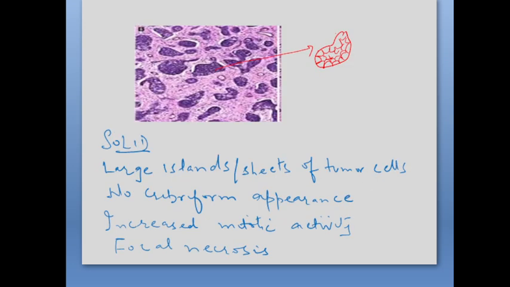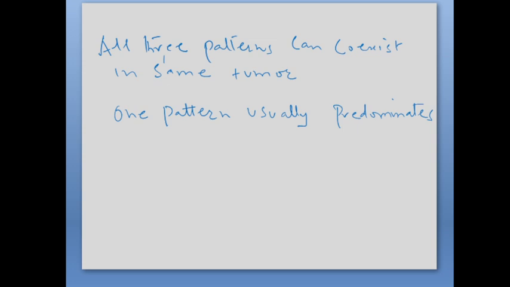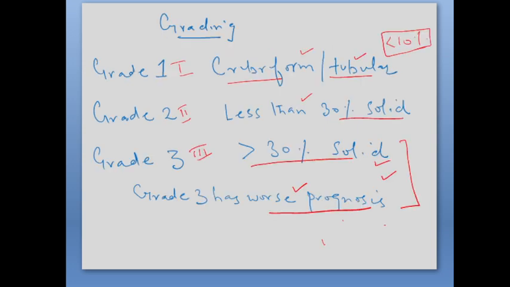Solid pattern consists of large islands and sheets of tumor cells. The cribriform appearance is not seen. There is increased mitotic activity and focal necrosis. All three patterns can coexist in the same tumor, and usually one pattern predominates.